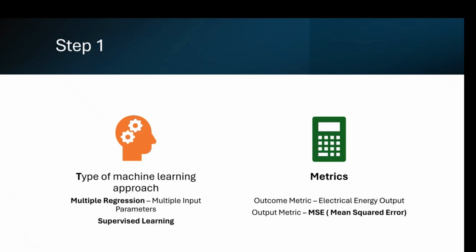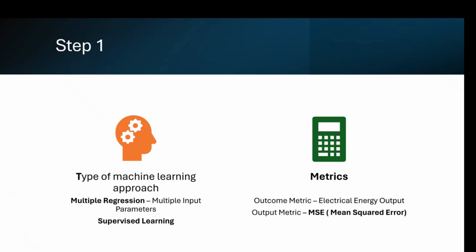For metrics, the outcome would be to predict the electrical energy output, and the best efficient temperature and combination of parameters for more electrical energy output. As I've chosen regression, the output metric that I've chosen is the mean squared error, which we'll use to evaluate our model.